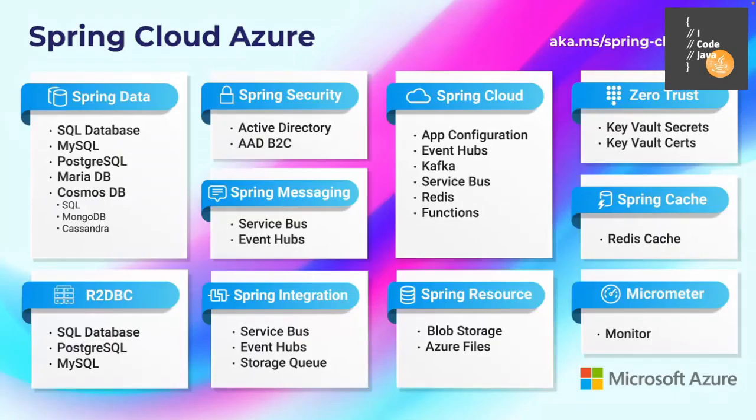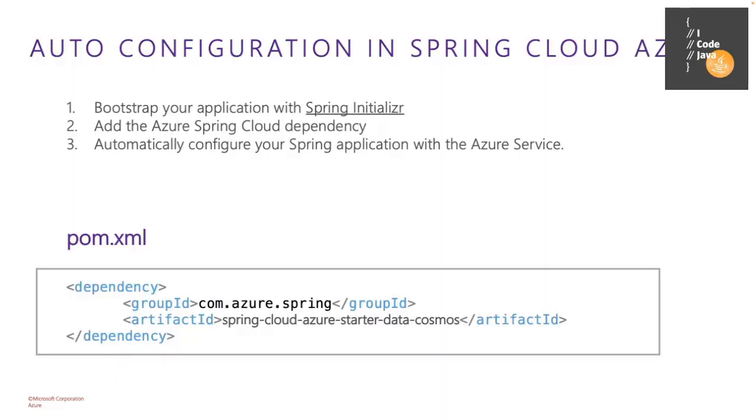You can access this if you want to go into the Azure Cloud, aka.ms/spring-cloud-azure, and you get everything from zero trust to Spring Cache to integration, relational databases, Spring Data. And today we're going to show you something called CosmosDB, which my colleague Michael introduced. And we're going to show you how easy it is to wire everything together.